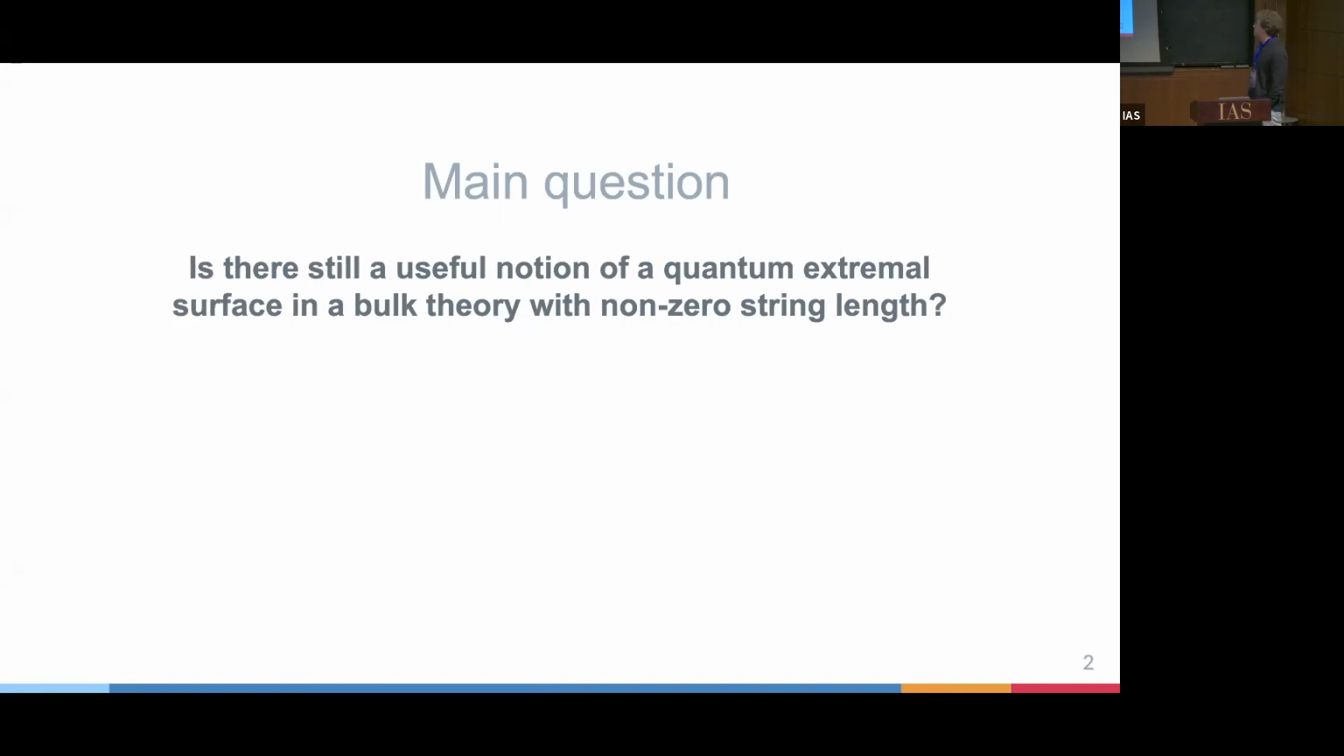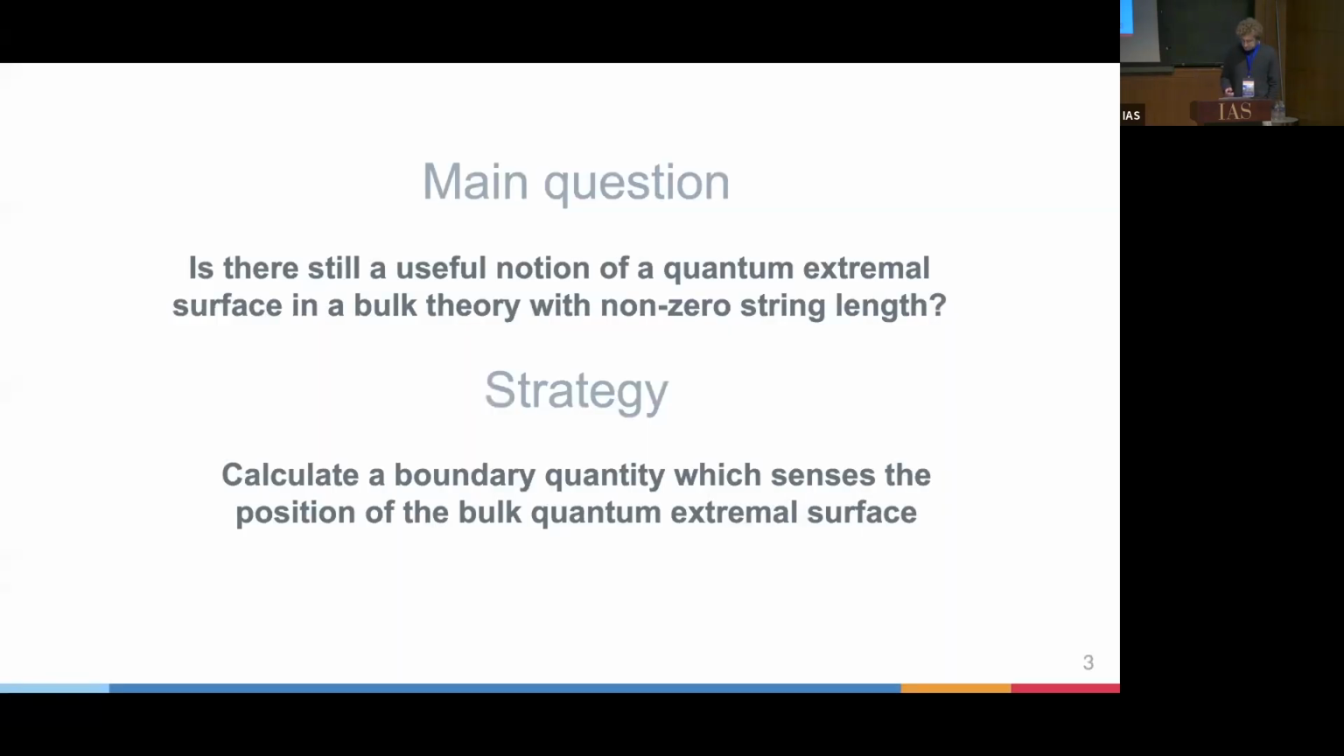So a question that I wanted to ask today is: is there still a useful notion of a quantum extremal surface in a bulk theory where stringy effects are important? I'm not going to have a definitive answer to this question, but that was the motivating question. The way I'm going to probe it is to calculate a boundary quantity which senses in some way the position of some bulk quantum extremal surface. Then I can compute that boundary quantity in a more general setting and try to read the tea leaves, so to speak, of what's going on in the bulk.